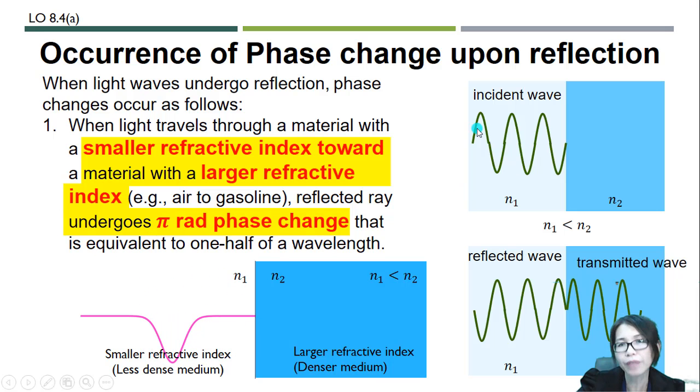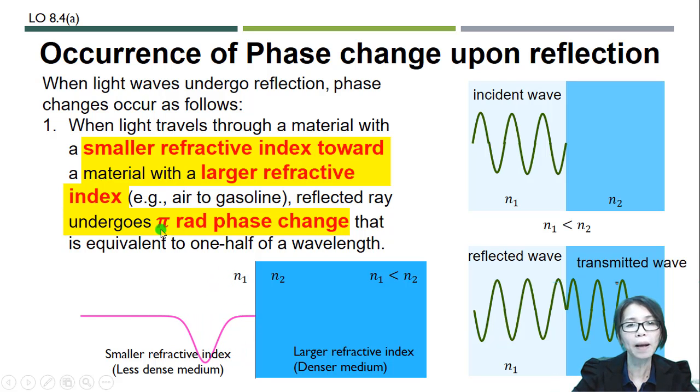Alright, so if this is my incident wave, you will notice that upon reflections from the denser medium, the ray has been inverted. So, yang crest akan jadi trough. Yang trough akan jadi crest. So, dia diterbalikkan. So, they undergo pi radian phase change. Alright?